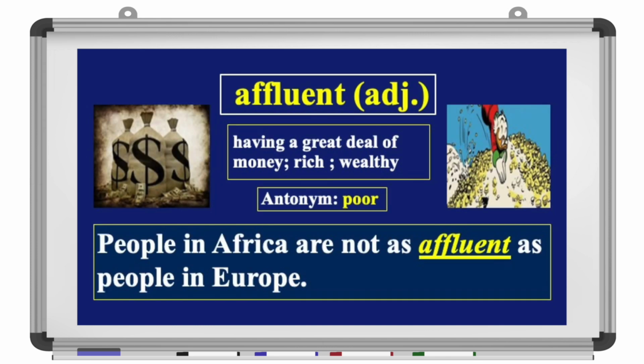What about the word affluent? It's an adjective. It means having a great deal of money, rich, wealthy. Another antonym, or let's say the opposite of the word affluent or rich, is poor. So affluent also means rich. For example, people in Africa are not as affluent as people in Europe. They are not as rich as people in Europe.